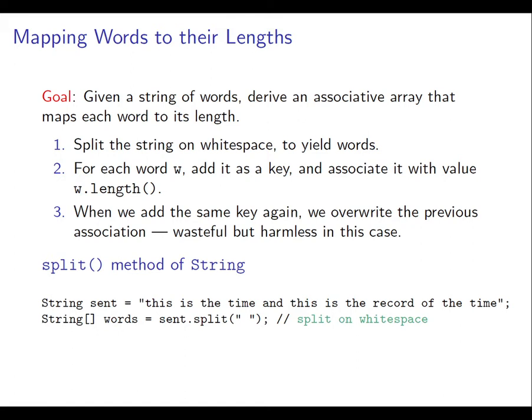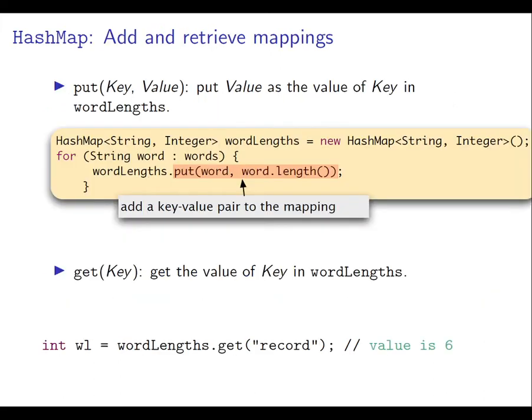Now in this case, when we come across the same key again, so we've got, for example, two different instances of the word this in this long string, we're not going to do anything special, we're just going to overwrite the previous association. Although that wastes a bit of time, it's completely harmless because the length of the word is the same in each case. It doesn't matter. The length of this doesn't change between one instance of this and the next instance of this. So it's going to look like this.